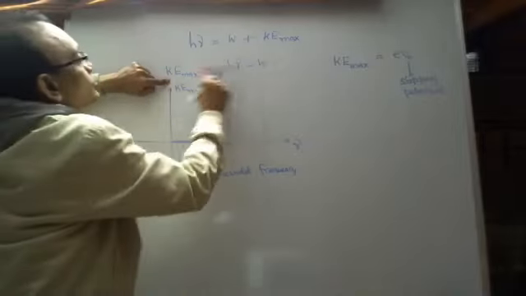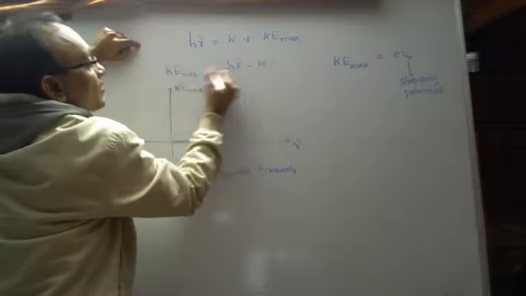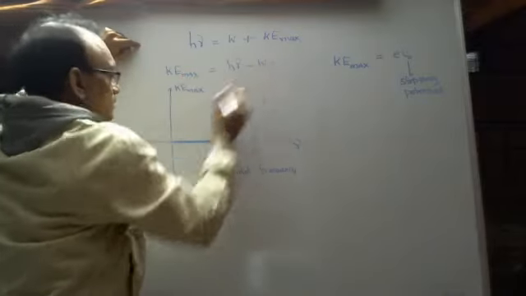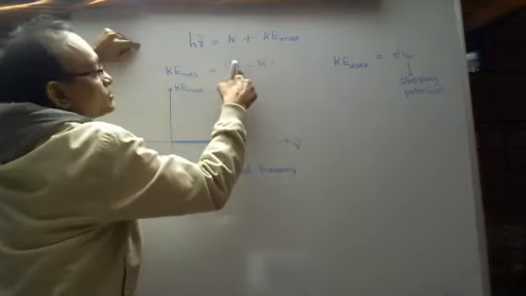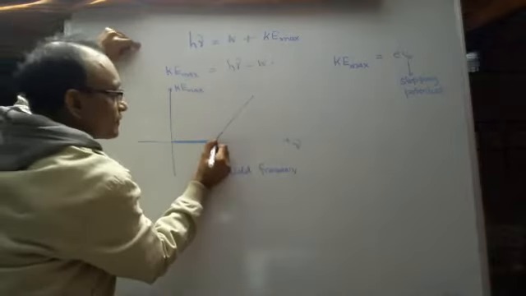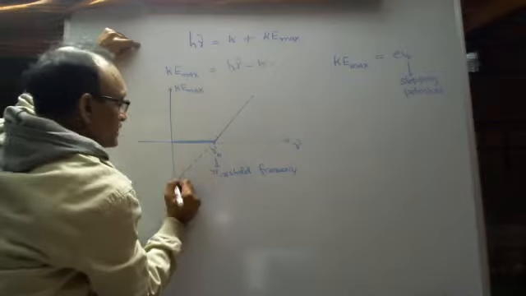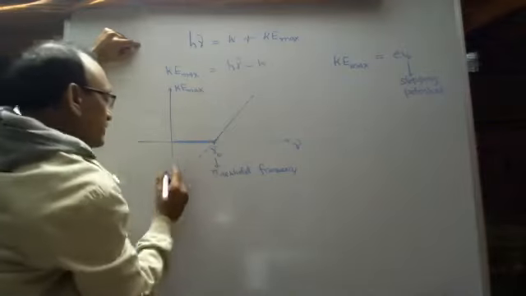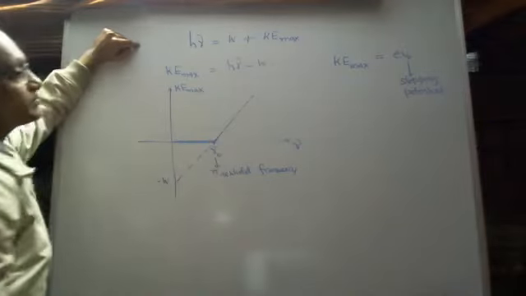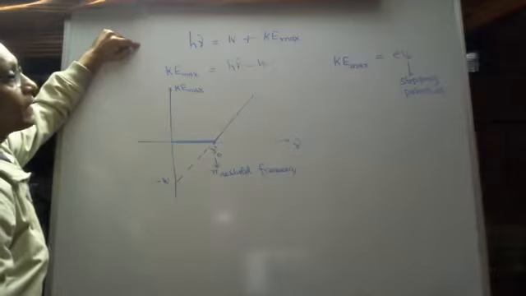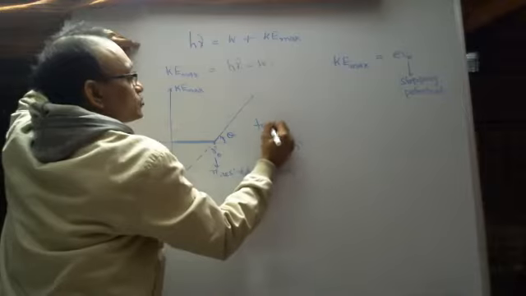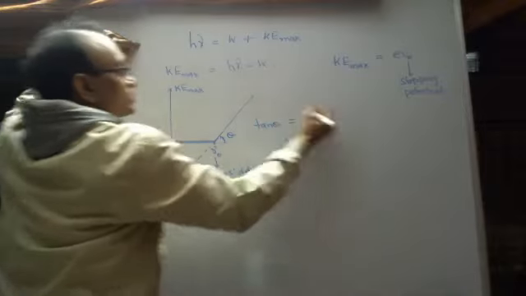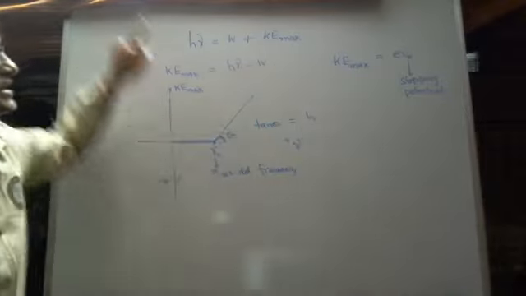फिर उसके बाद do you realize this is like y equal to mx plus c? Straight line है. Ke versus nu is a straight line. उसका y intercept क्या है? Y intercept minus w है. और इसका slope क्या है? Tan theta. Slope of this is h. है ना? Ke max versus nu का ये ग्राफ होगा.